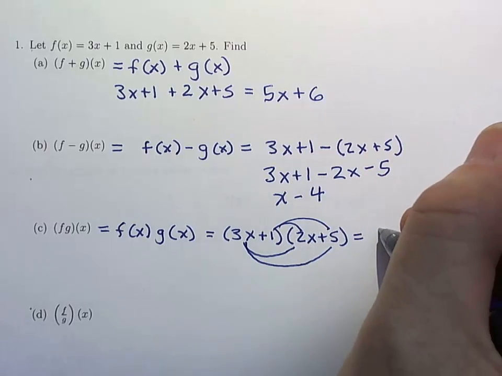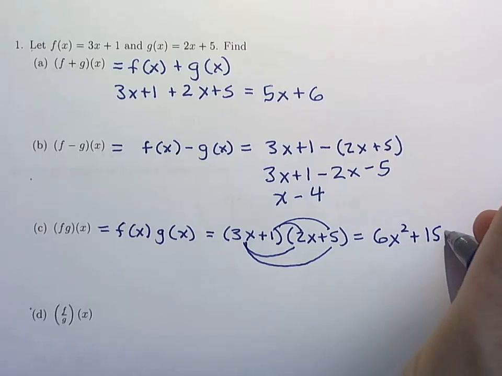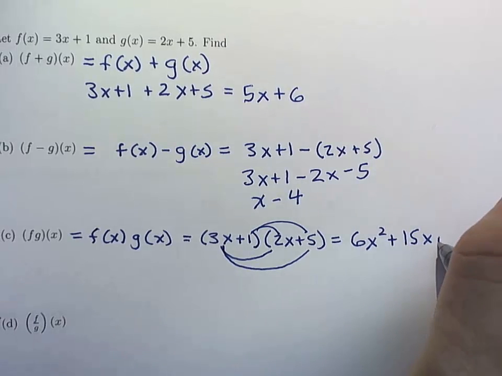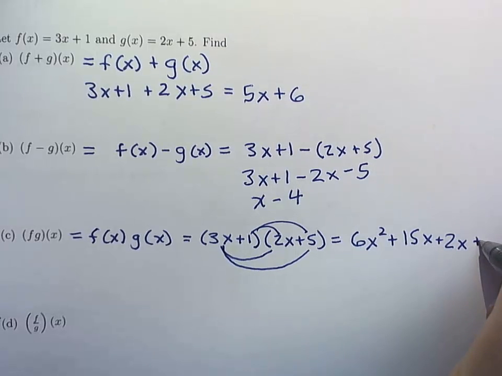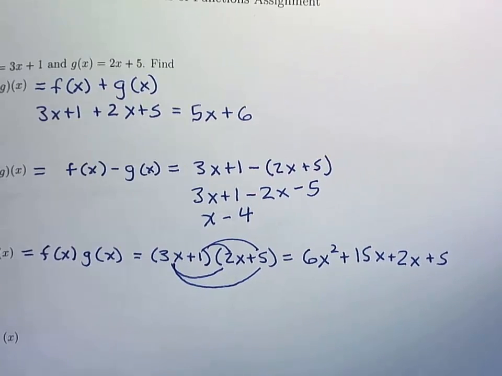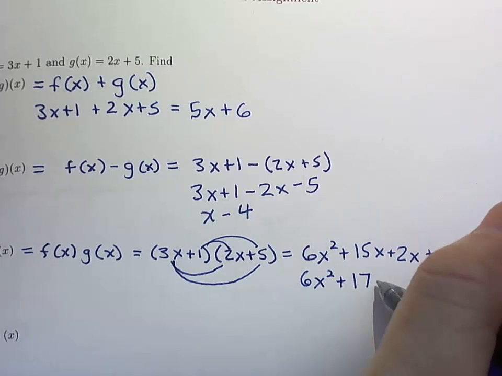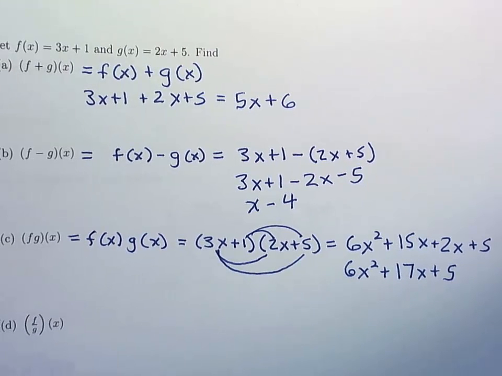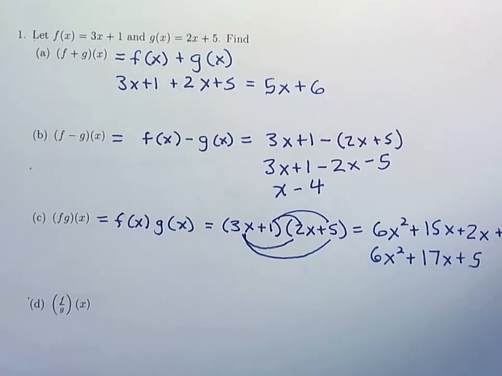So we've got 6x squared plus 15x plus 2x, and then finally plus 5. Okay. And that's going to be 6x squared plus 17x plus 5. There you go. Okay. So these are pretty straightforward.